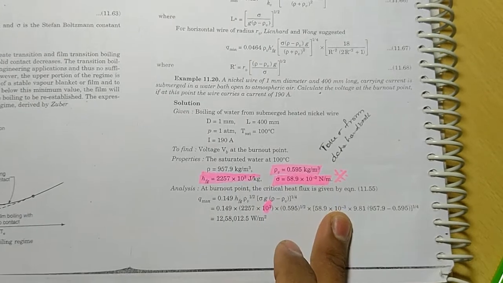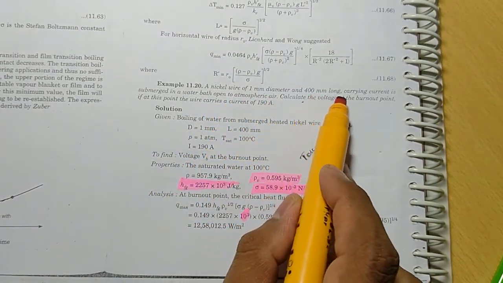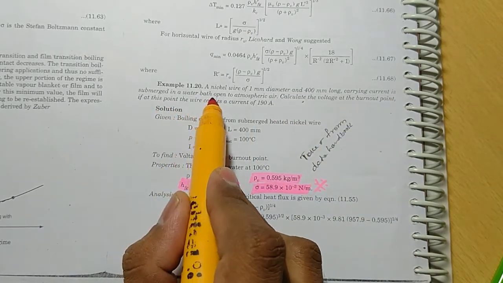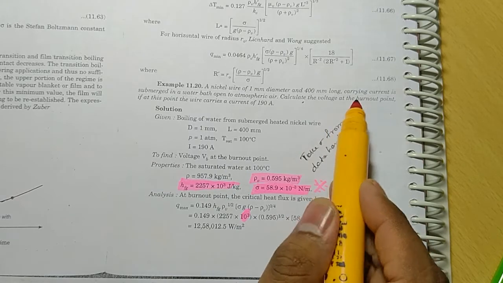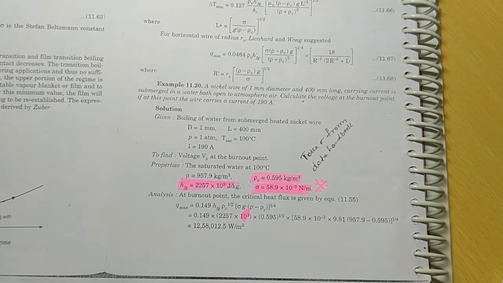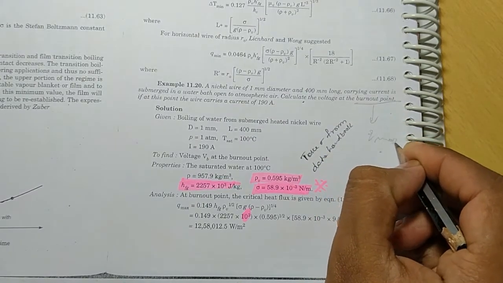Okay, here is the one problem. A nickel wire of 1 mm diameter and 40 mm long carrying a current is submerged in a water bath open to atmospheric air. Calculate the voltage at the burnout point. It is the maximum condition, so you have to calculate Q max.